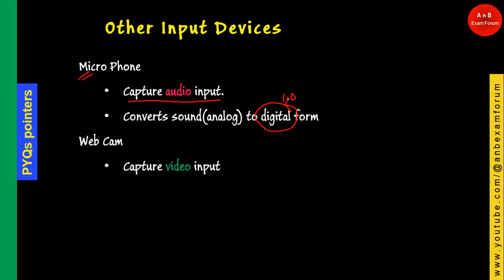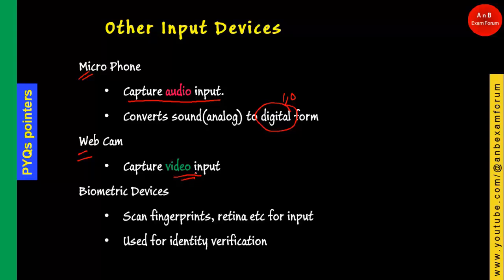The other input device is a webcam. Instead of audio input, video input will be captured. The other input devices are the biometric devices, which are used to scan fingerprints, retina, or any facial identification which makes the person authenticated. Nowadays for attendance, these biometric devices are used. So these devices are used to identify the verification.